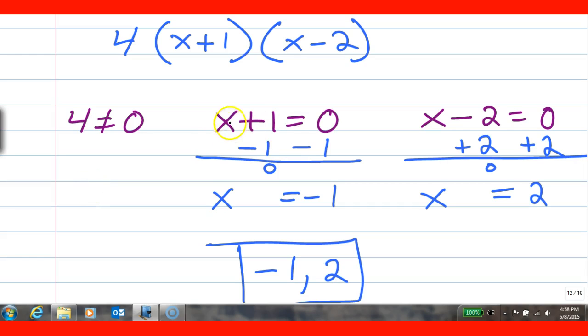On the next one I have x plus 1 equals 0. So I subtract the 1 from both sides and I find that x is equal to negative 1. There's one answer. Then I'm going to take x minus 2 equals 0. I'm going to add the 2 to both sides, so I end up with x equal to 2. So there's a second answer. So I have negative 1 comma 2. Again, do not put these in parentheses. These are not ordered pairs.